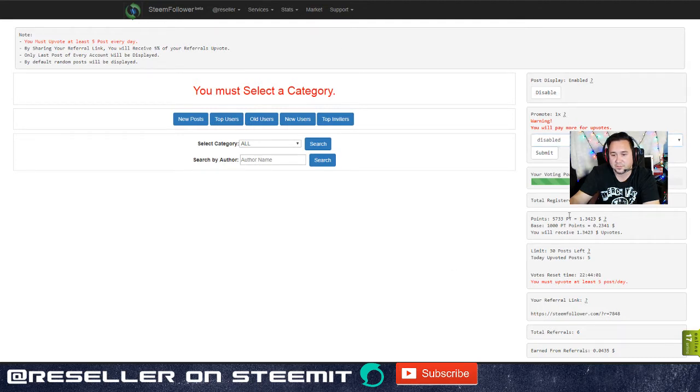So if you have a lot of points, and we'll get into that in a second, you can actually double, triple, quadruple your upvotes you get from others, but it'll decrease your points faster. So if you want to just let it go and let the points decrease slowly, you just leave it at default 1. You can also disable this. But like I said, if you go to 2 times, 3 times, 4 times, or 5 times, you're going to get more upvotes by others.